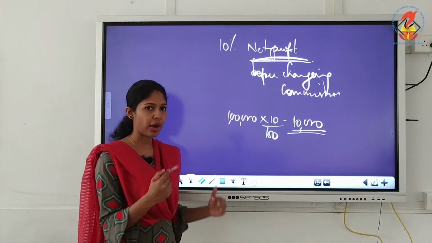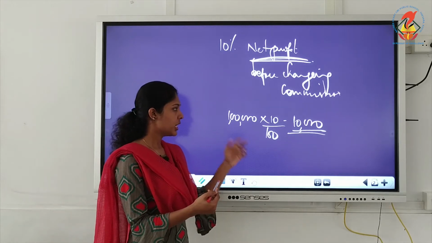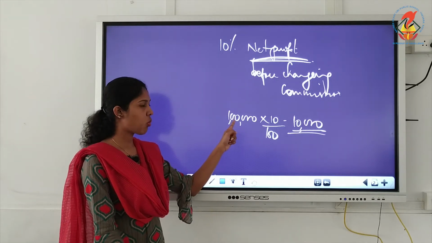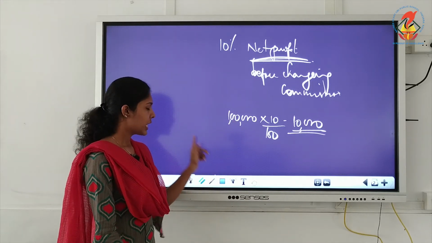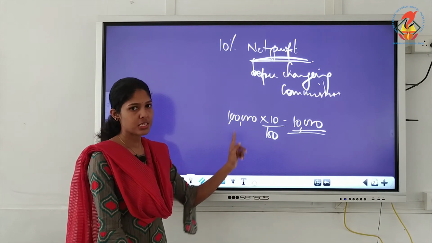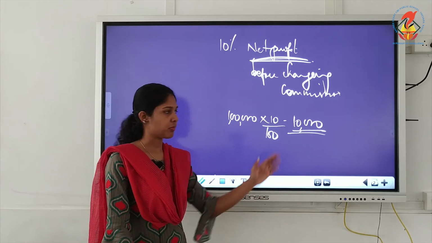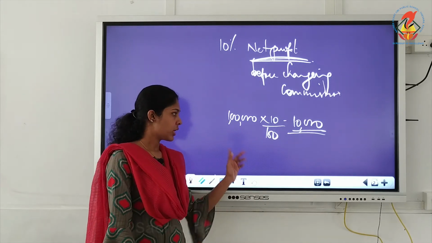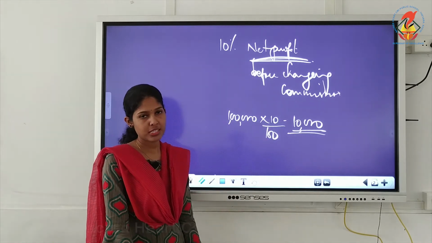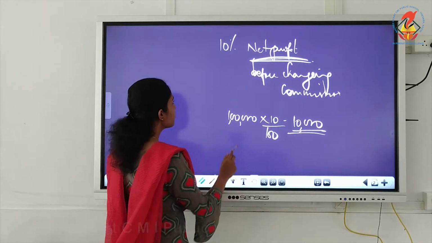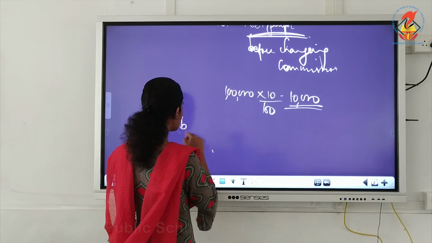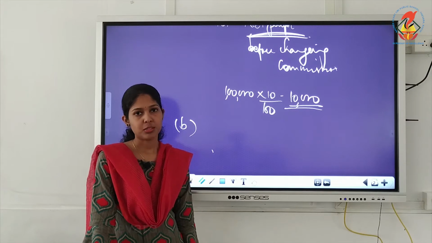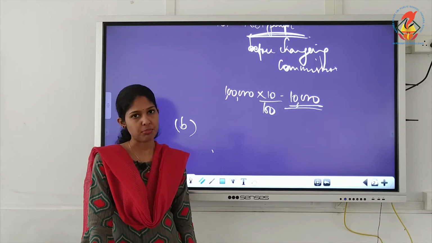Understood? So we have one more situation, that is after charging commission. Now below this heading you write a formula. What is this 1 lakh? That's the net profit. So you write net profit into rate by 100 as a formula. That means directly you are computing that percentage on the net profit given. Then the second one, subheading B, you write manager's commission payable on net profit after charging such commission.